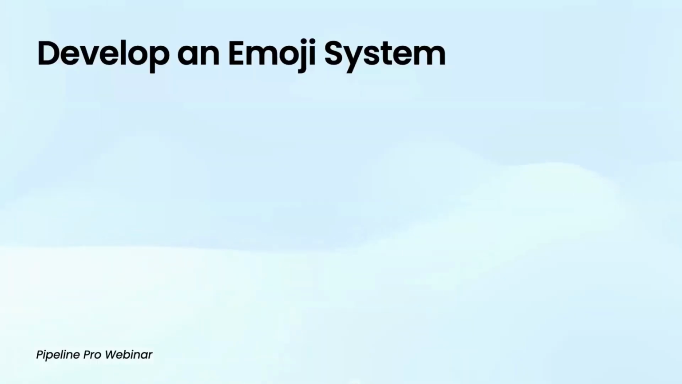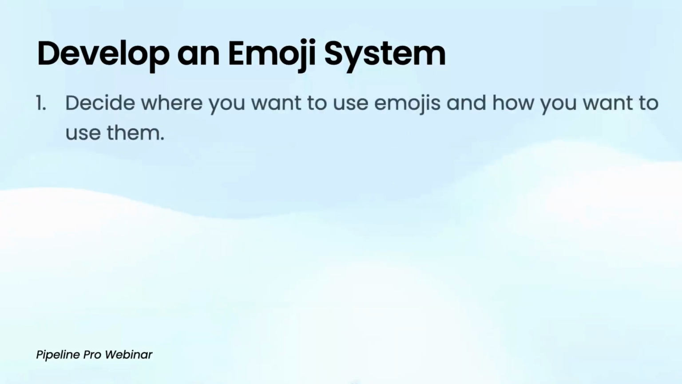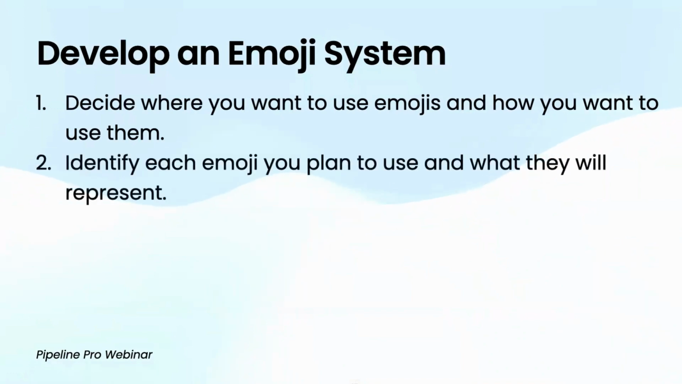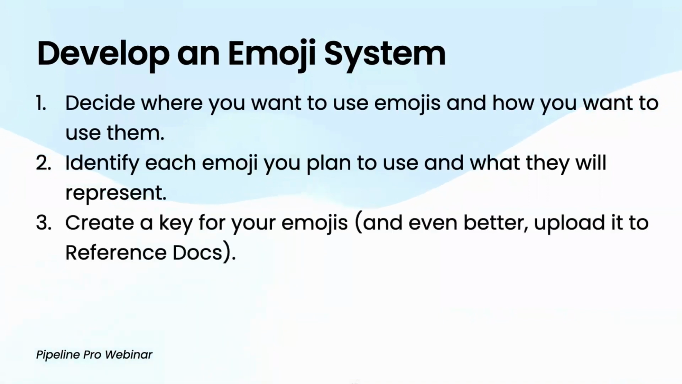Now, it's time to get started with emojis in your account. As you're getting started, the most important step in using emojis is to develop a clear and strong system. To develop an emoji system, first decide where you want to use emojis and how you want to use them. Second, identify each emoji you plan to use and what they will represent. Third, create a key for your emojis. And even better, upload it to reference docs.